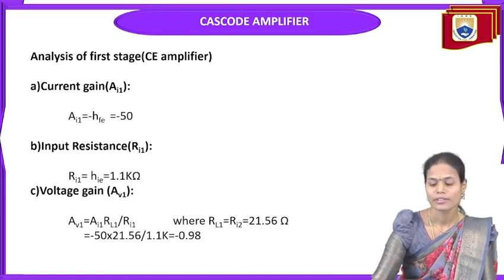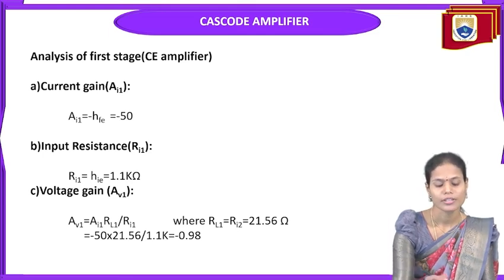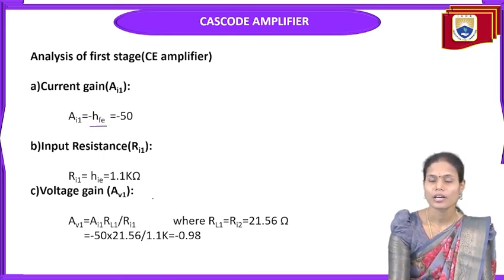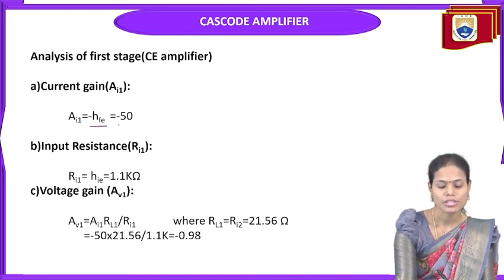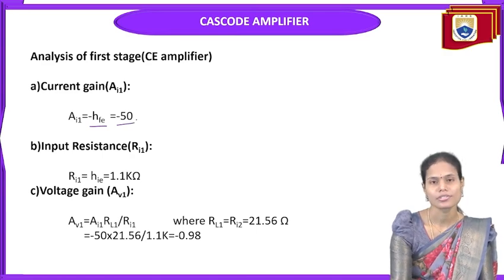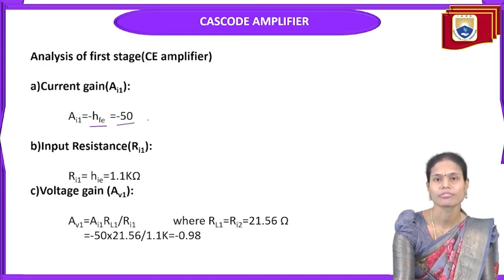And similarly, analysis of the first stage, that is common emitter amplifier. So in the common emitter amplifier, the current gain is minus hFE. Minus indicates the output is 180 degrees phase shifted with the input in the case of common emitter amplifier. So that's why the gain is in negative form, minus 50.